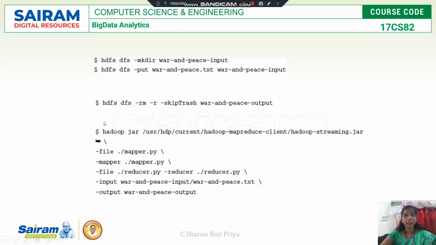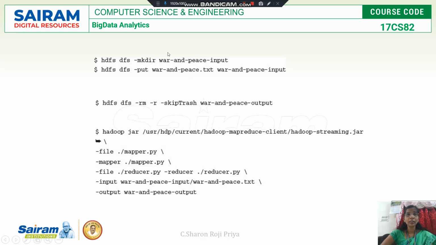Coming to these steps, how to compile and run: in your Hadoop distributed file system, using the mkdir command, you can create an input directory. In this input directory, you are supposed to place your input file. Your input file is this text file. Place this text file in the input directory using this put command.